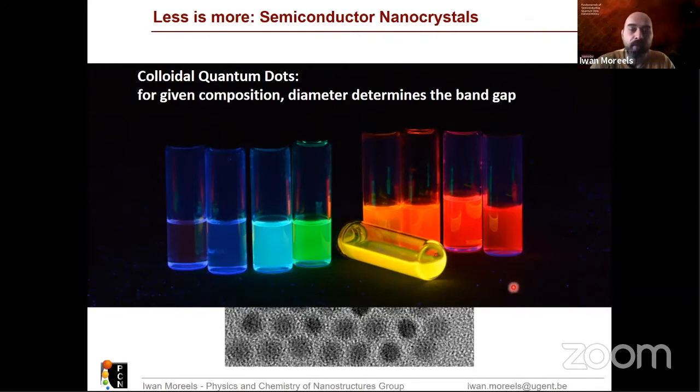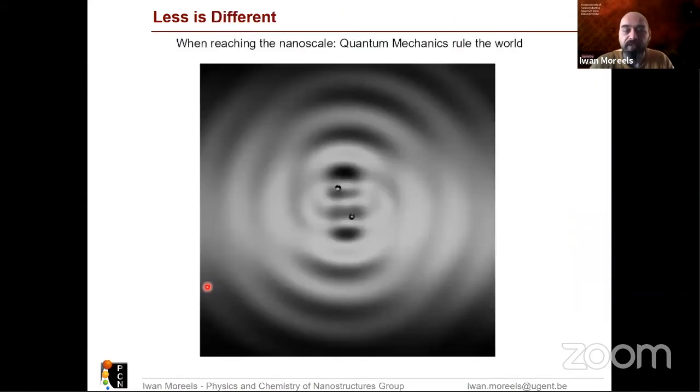Here I give you an example of a typical series of cadmium selenide-based nanocrystals, where the large ones here on the right emit in the red part of the spectrum. As you decrease the size, you can make them emit all the way into the blue and even UV region. So why is this happening?